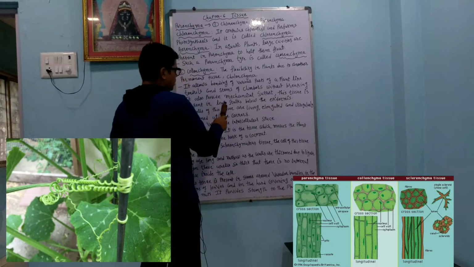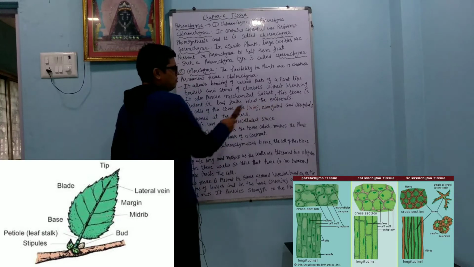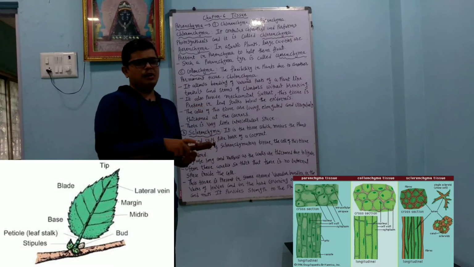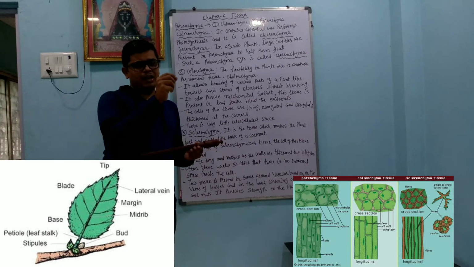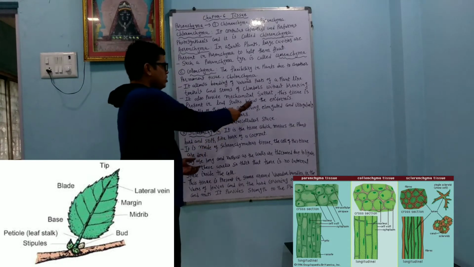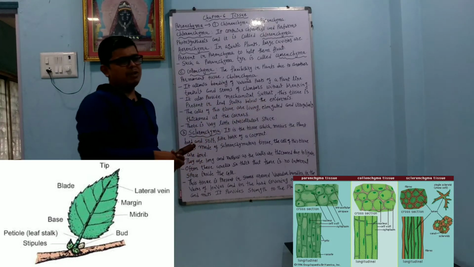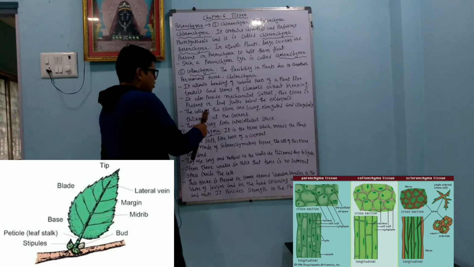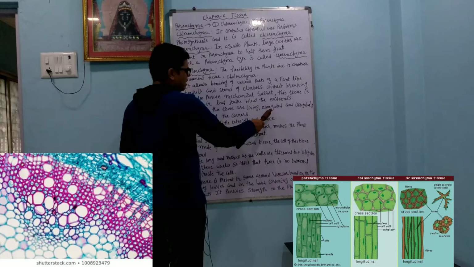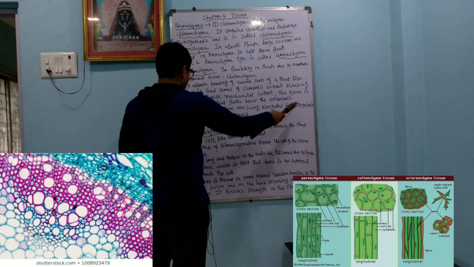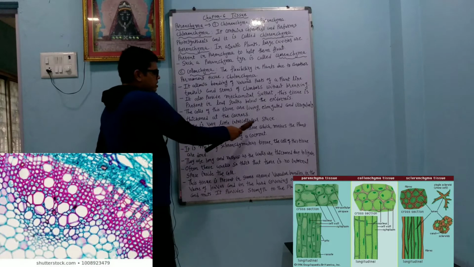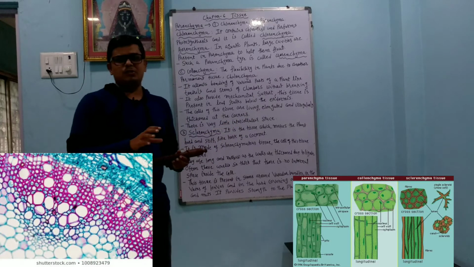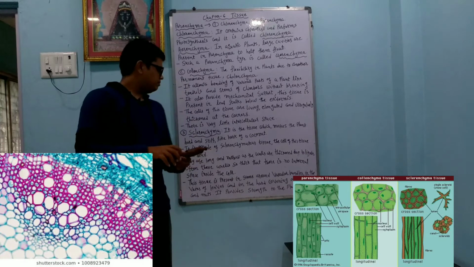This tissue is present in the leaf stalks below the epidermis. You know the end part of the leaf where the leaf starts, the leaf stalk; below the epidermis, the collenchyma is present. The cells of this tissue are living, elongated, meaning thin and long, and irregularly thickened at the corners. There is very little intercellular space.